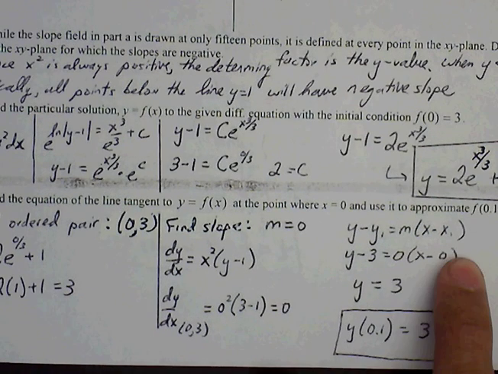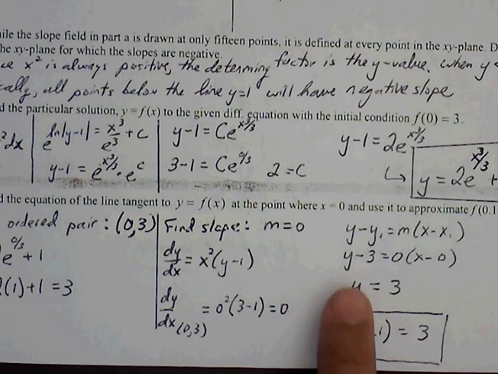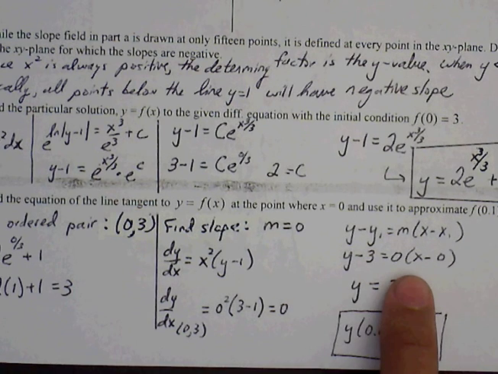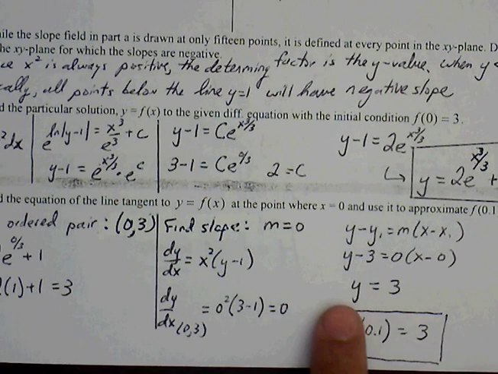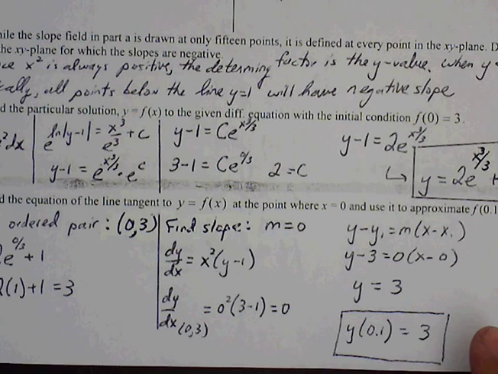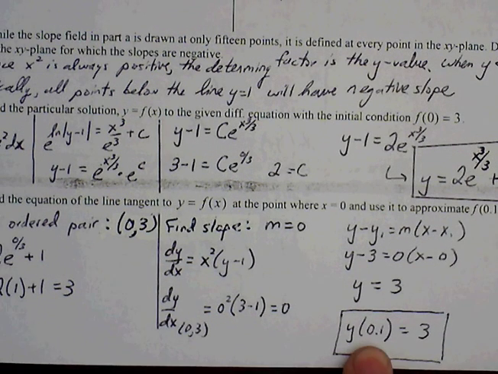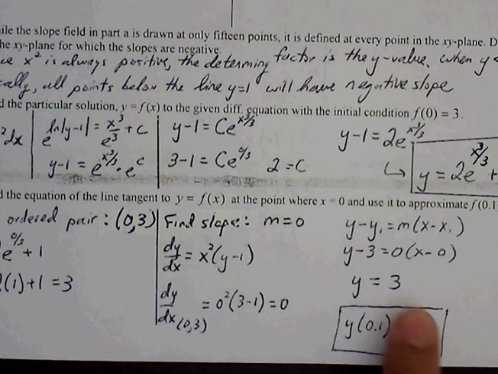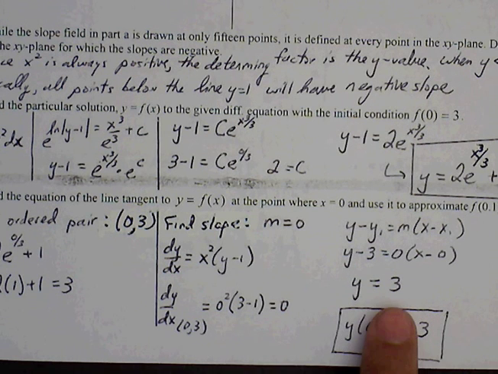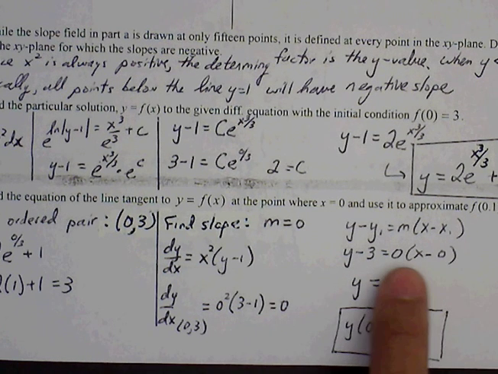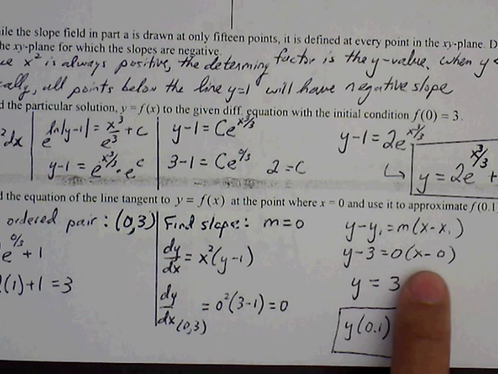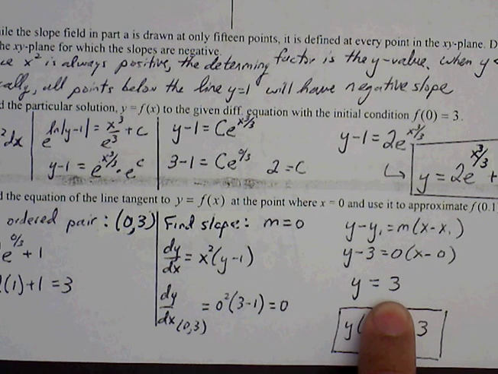Plug into our equation, point slope form. So y minus 3 is equal to 0 times x minus 0. All this is simply just going to cancel out to 3. So y of 0.1 will remain at 3 because that's just going to be a straight line. So there's nothing to plug in here because our tangent line equation is just going to cancel everything out to simply be 3.